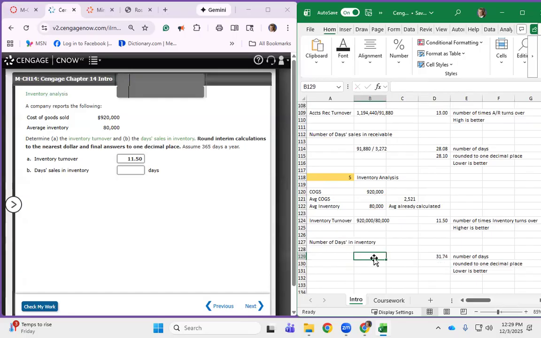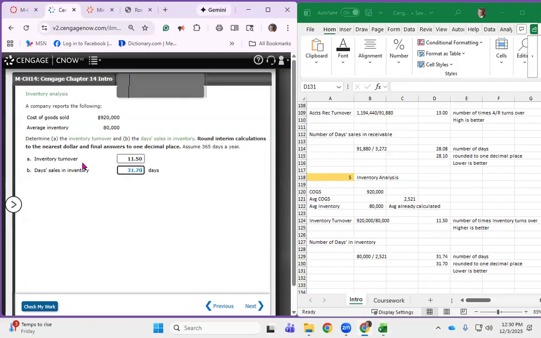Here comes the formula. Here's the numbers I used. I used 80,000 because that's the numerator on this one. The average inventory divided by the average cost of goods sold. That's the numbers I use to get that number. Okay, so I'm going to put this in and it says rounded to one decimal place. Well, this rounds down, 31.7. So I'm going to put 31.7 right here.